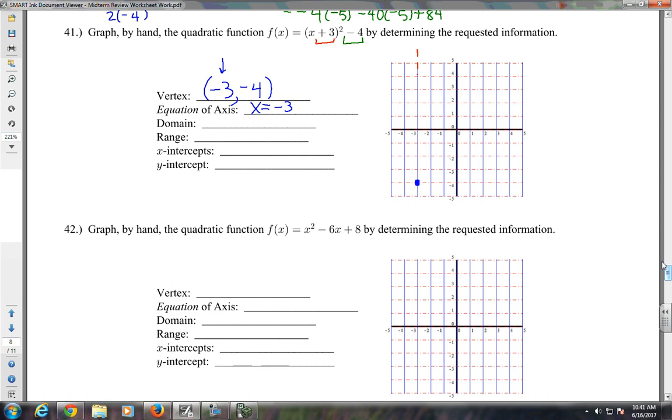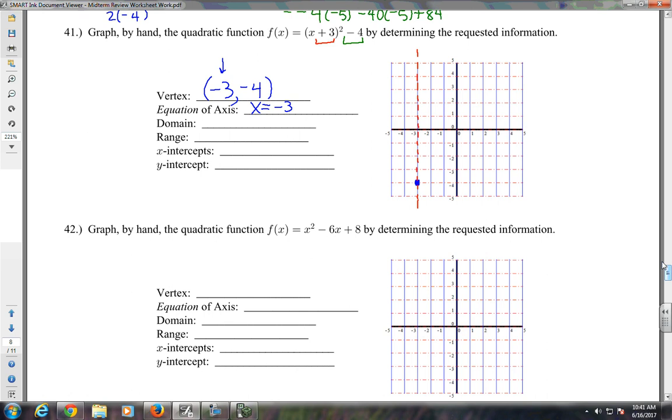And this is simply a vertical line that divides my parabola in two. So when I graph it, I want to make sure I have two matching pieces. Now I'm going to hold off on the domain and range, come back and do that after I've graphed it. I'm going to jump down to the x-intercepts.